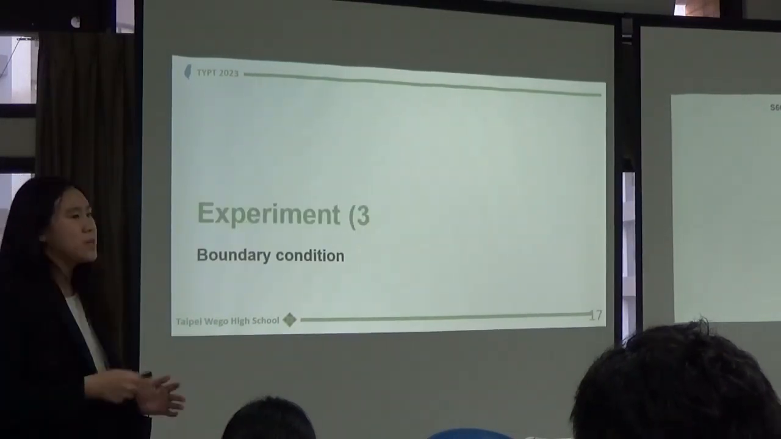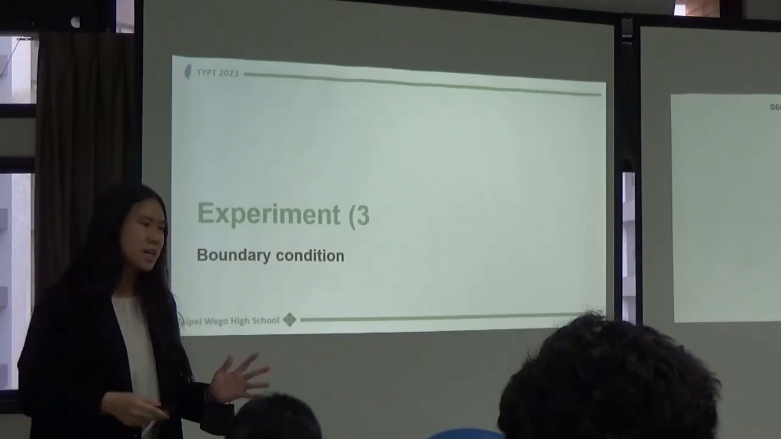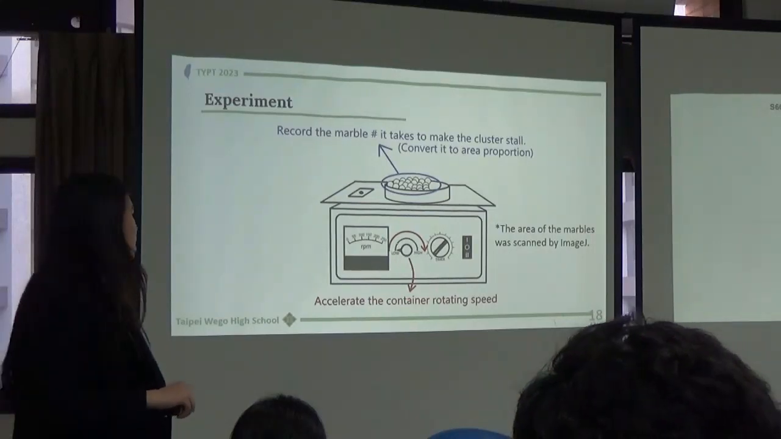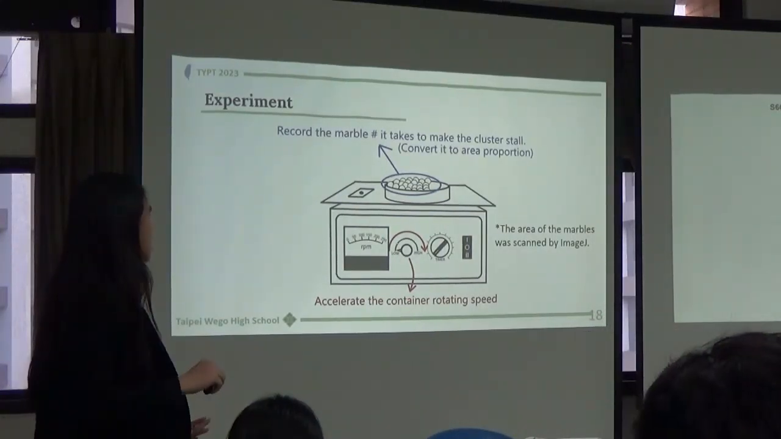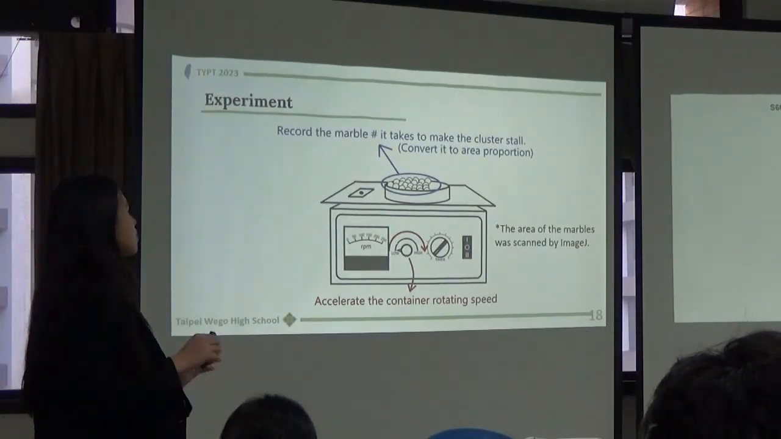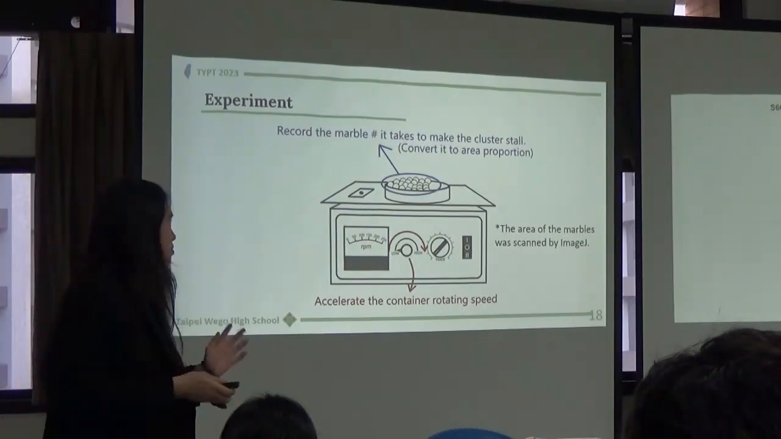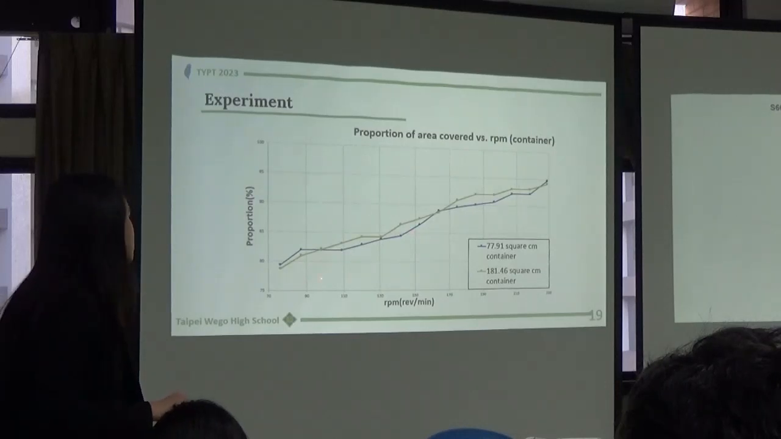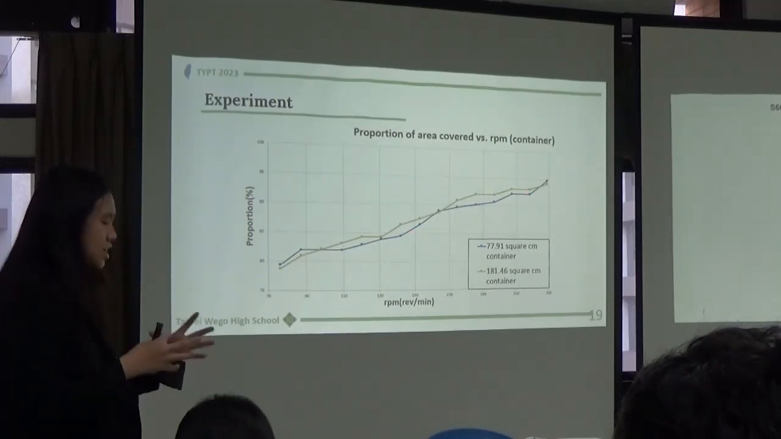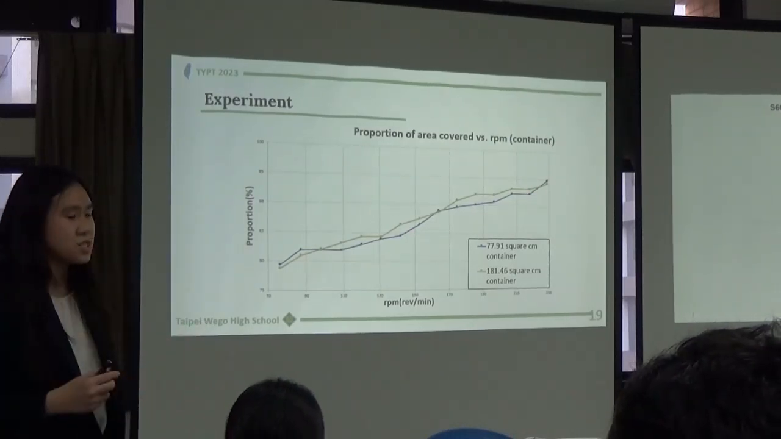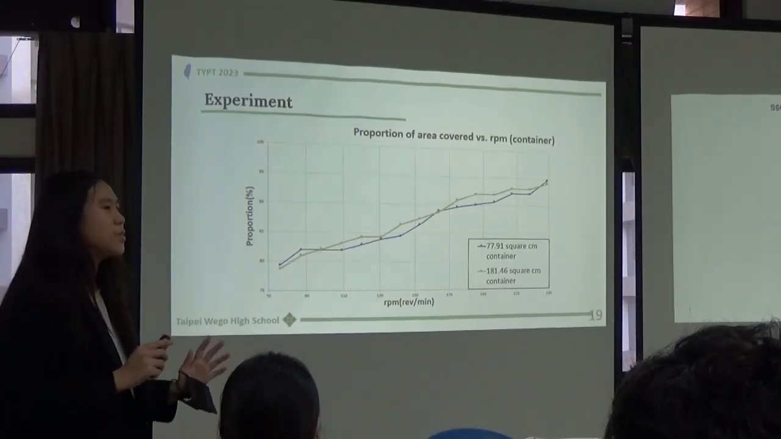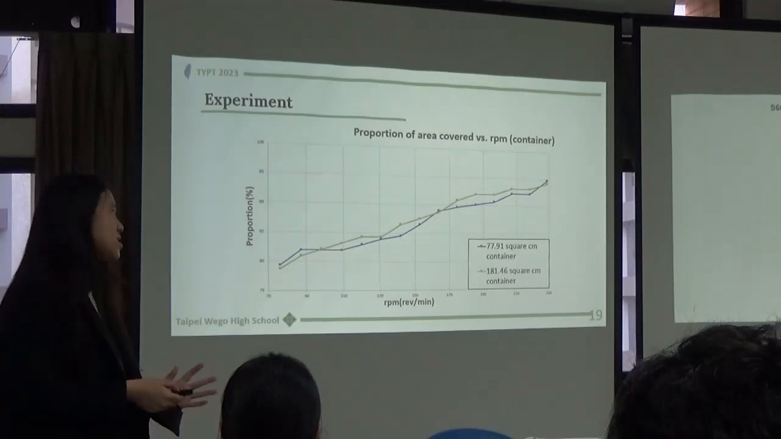And thirdly, I will be defining the boundary condition, which I believe is really important for this case. We will accelerate the container's rotating speed, and we will record the number of marbles it takes to make the cluster enter the stall rotation. We initially changed the container's area to see if that is a determining factor, and as you can see from the trend line, it is not. Instead, it is the area proportion that we should be focusing on.